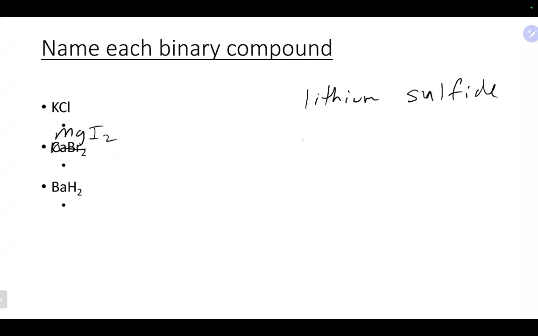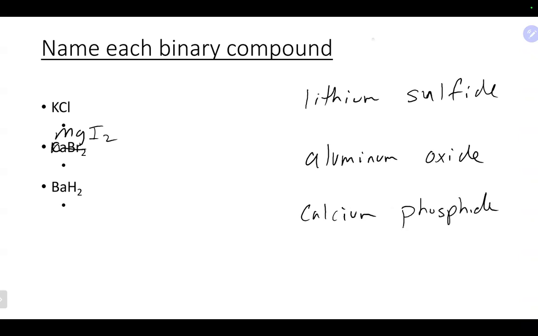Let's do aluminum oxide. And let's do calcium phosphide. All right, correct formula here on the right, correct name on the left.